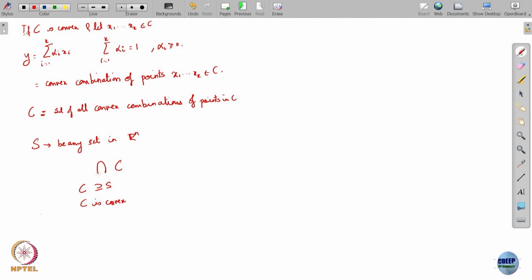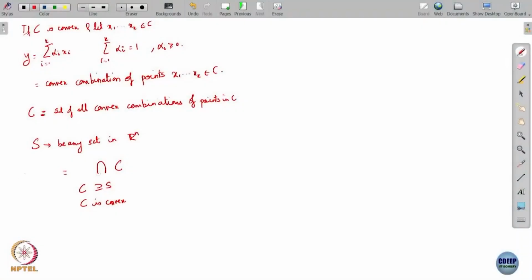So, what sort of set is this? This is itself a convex set. Moreover, it is a convex set that contains S. So, it is also the smallest convex set that contains S, right. So, this is actually equal to the smallest convex set containing S. And there is a name for this. This is what is called the convex hull of S.